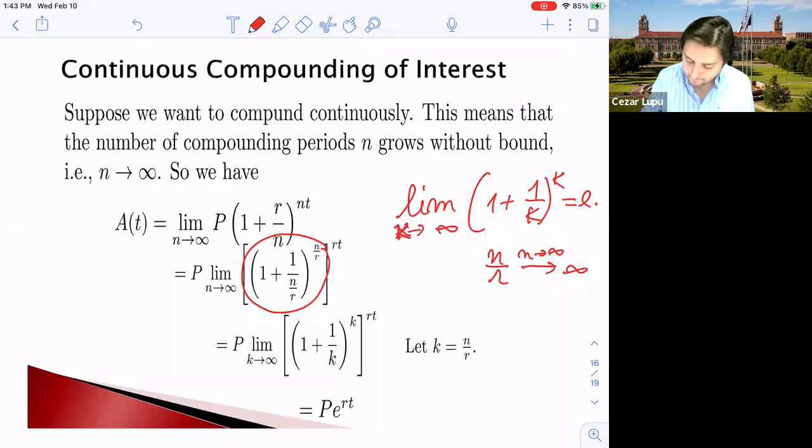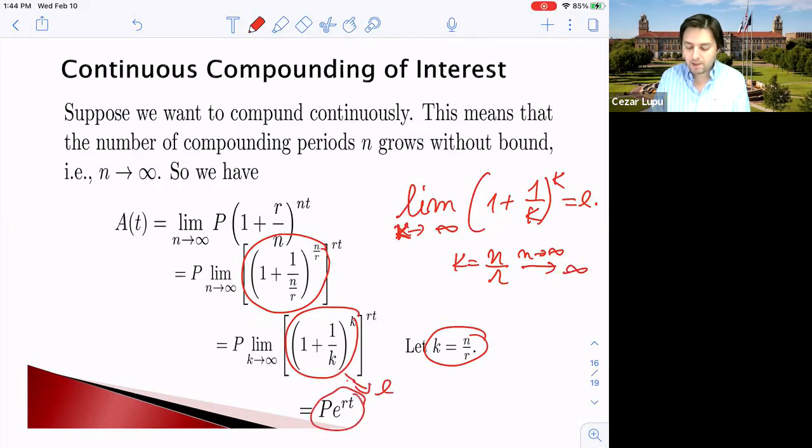Here it's k, right? So k will be n over r. So this will be p times, this guy here will be e, the limit will be e. This will converge to e. So the final result will be p times e to the power rt. So this is how we compute the number of compounding periods, how we do the compound interest.